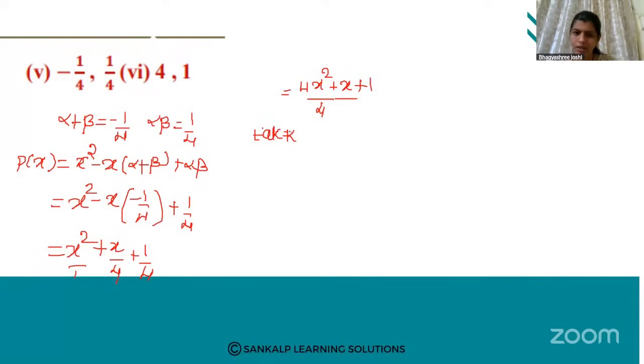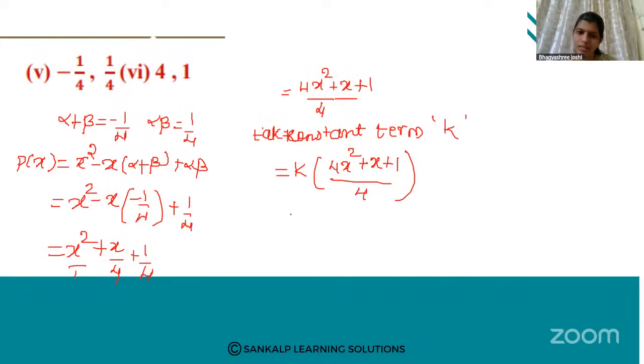Take constant term k. Why? In order to remove this denominator. So k into 4x square plus x plus 1 divided by 4. Next, take k is equal to what? Now I will take k is equal to 4. Why? 4 and 4 will get cancelled. So 4 into 4x square plus x plus 1 divided by 4. 4 and 4 will get cancelled.